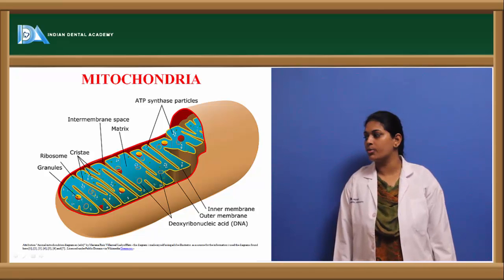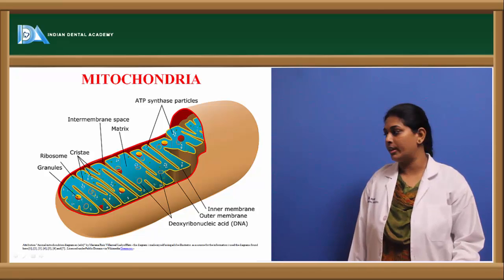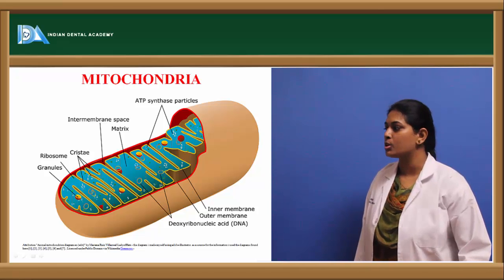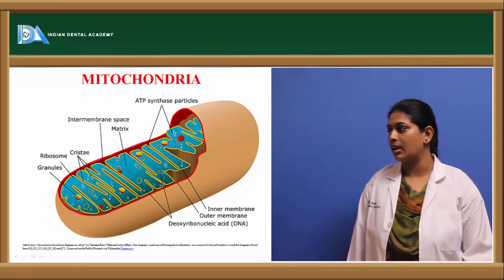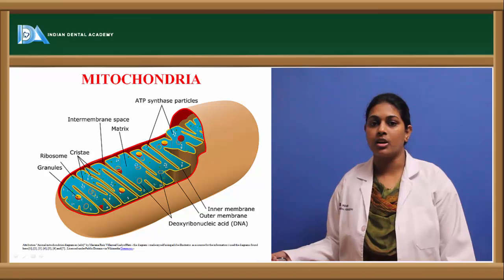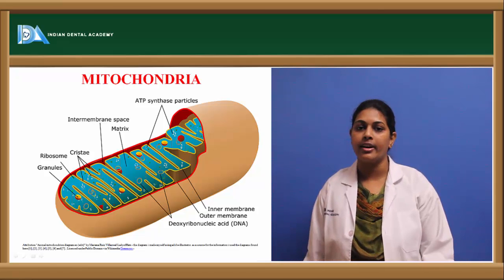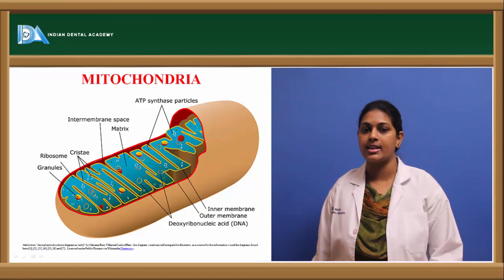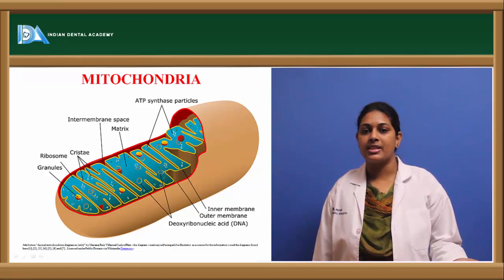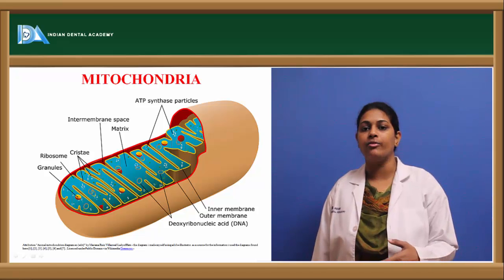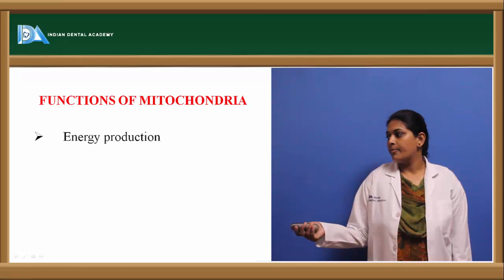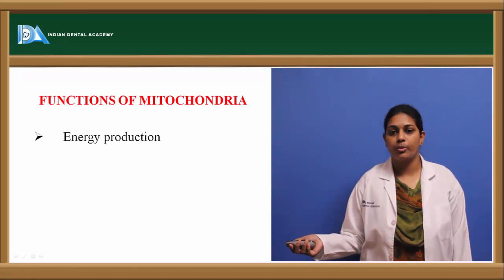And there are other structures which can be seen along with the membrane, the ribosomes, and also the presence of certain granules which contain the synthesized ATP particles. And there is even certain DNA, that is the deoxyribonucleic acid, which is extra chromosomal DNA present other than in the nucleus, which we can see in the mitochondria. So the major function of the mitochondria is to produce energy.